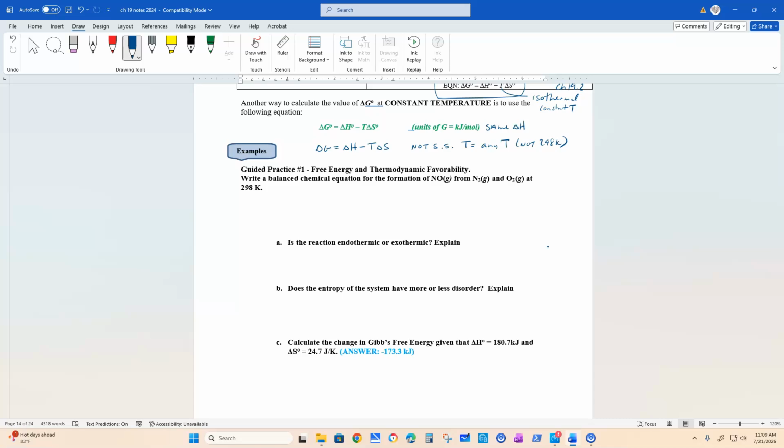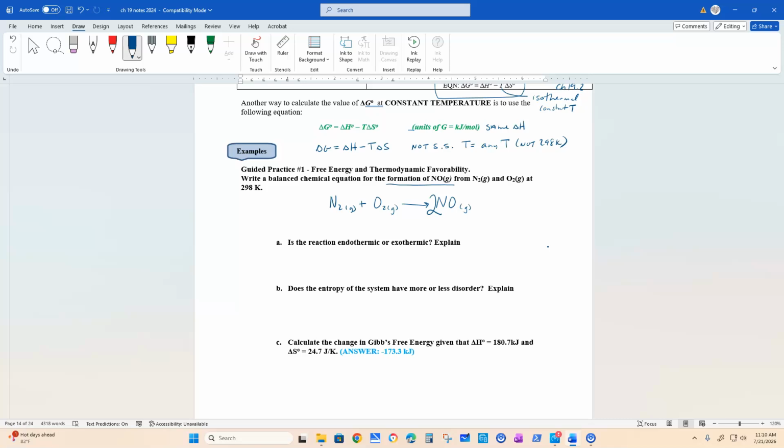First, we need to write a balanced equation for the formation of NO gas. So if I want to form NO gas from diatomic nitrogen and oxygen, I have my standard state, 298. I got my skeleton equation. Let's do a little quick balancing. I have a 2 and a 2, makes it simple. Just add a 2 right there.